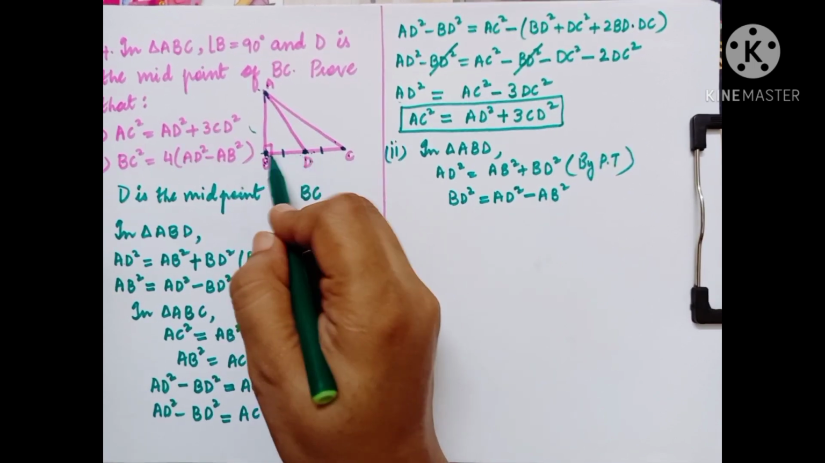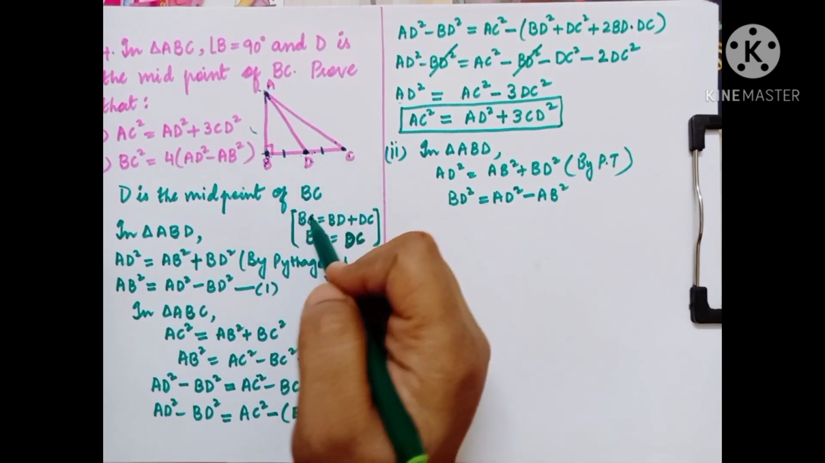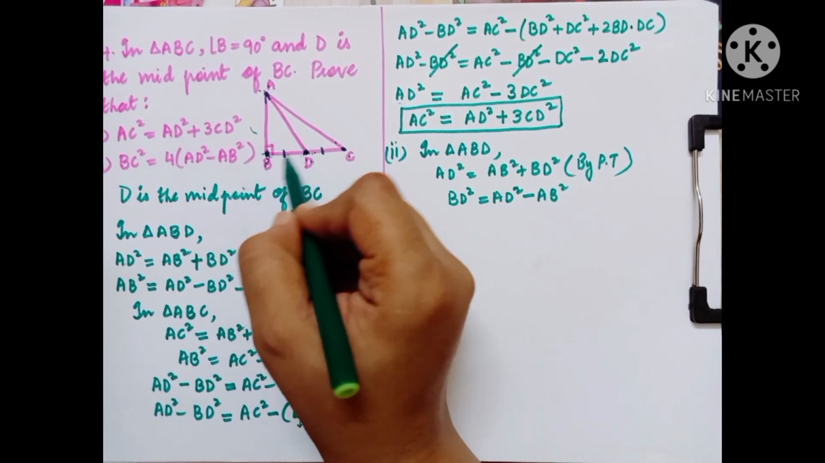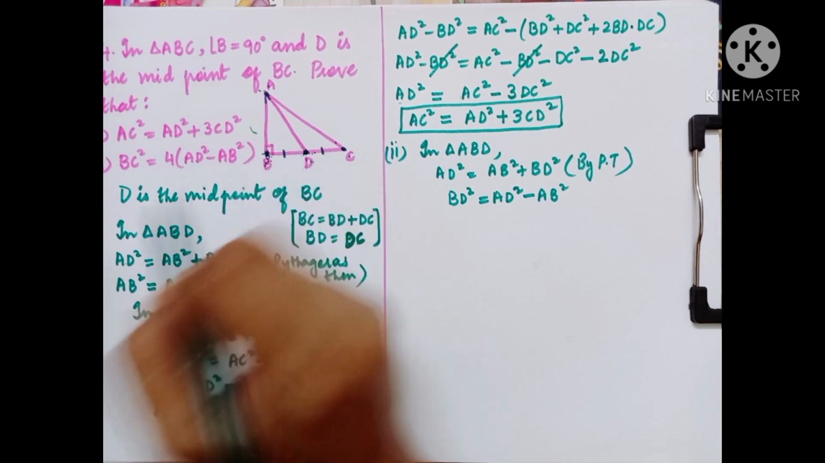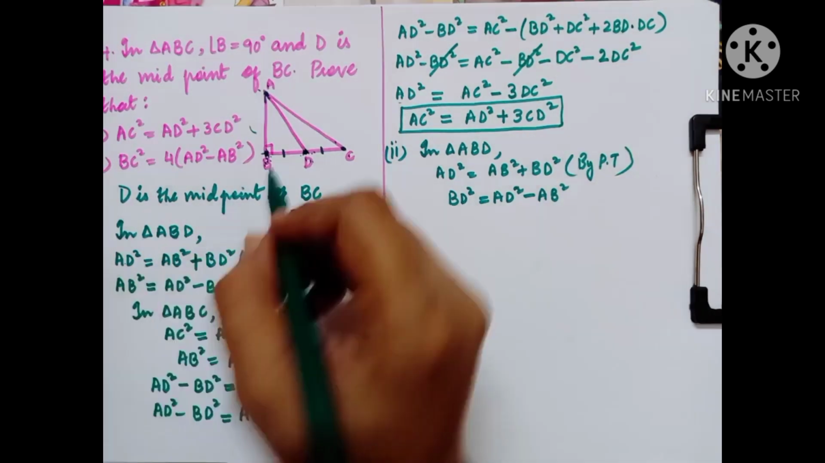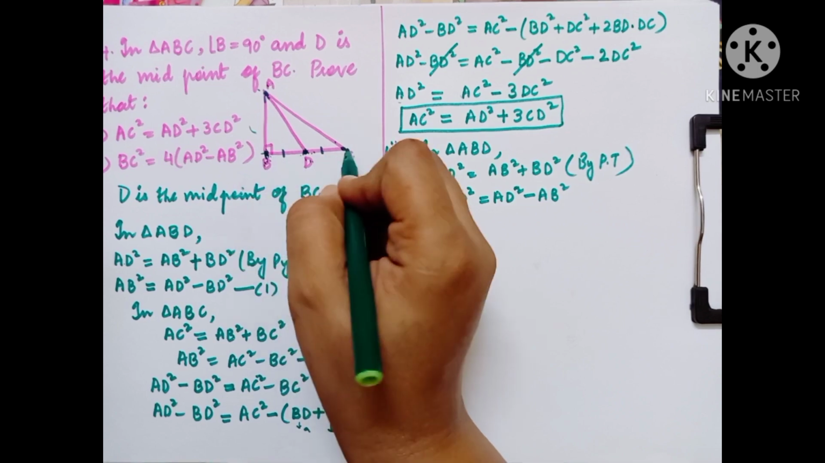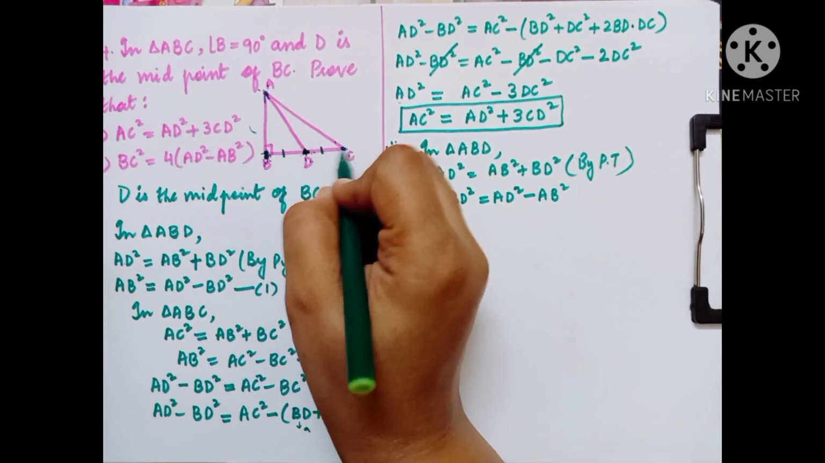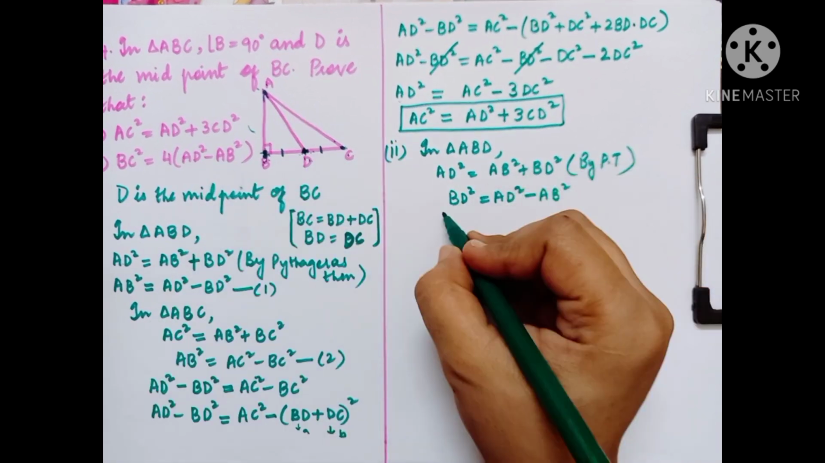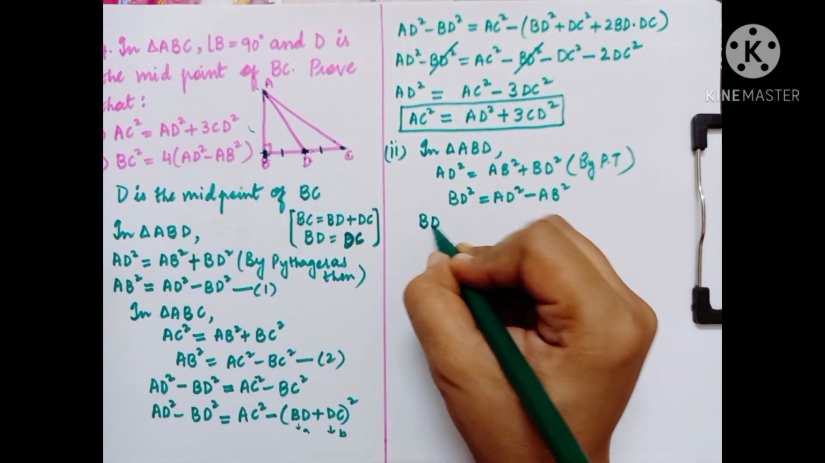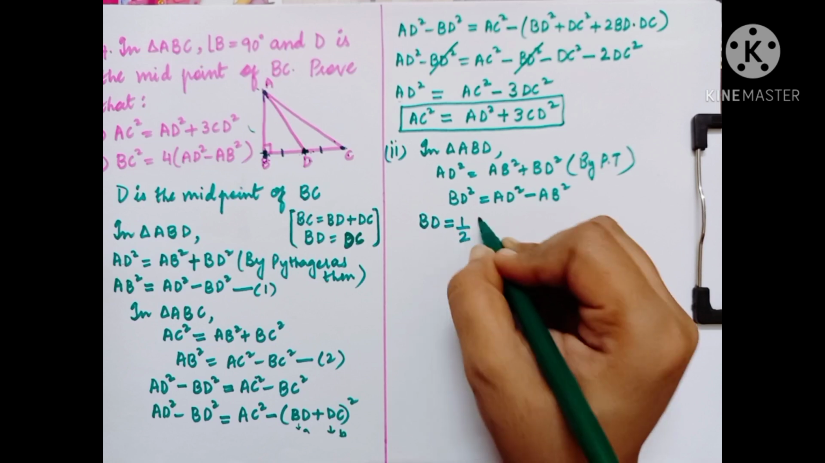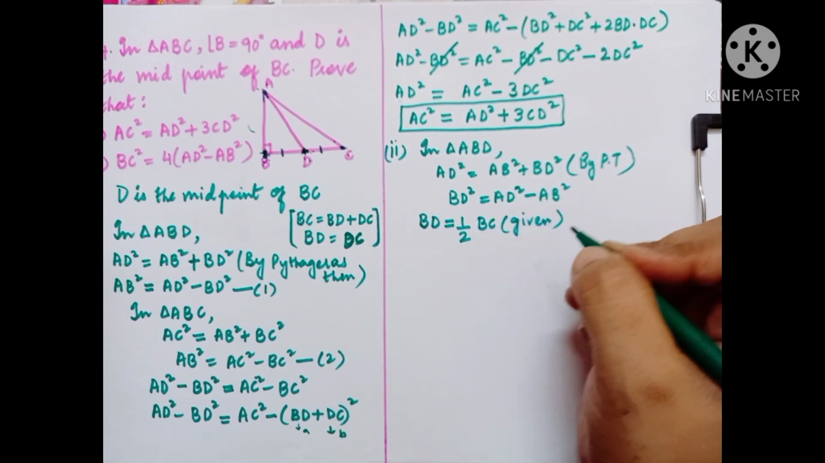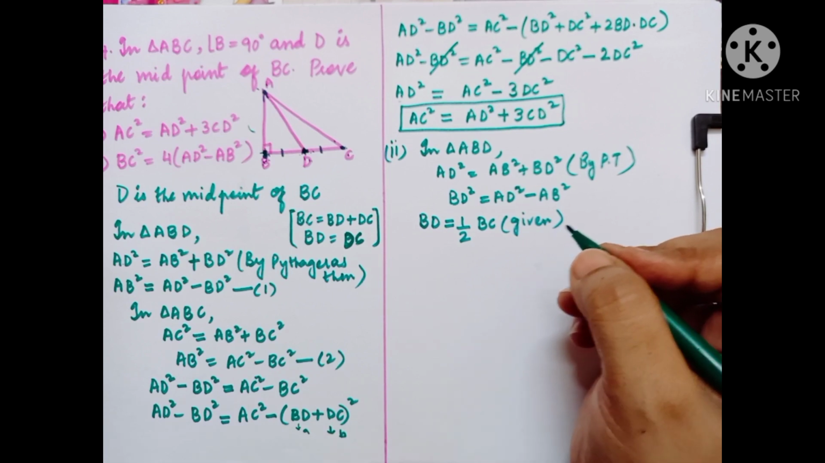BD is equal to DC also, and this full BC equals BD plus DC. But what is this part? This BD is nothing but half of this full part. This part BD is nothing but half of BC, right? So that condition also we have, BD equals half of BC. It is given, it is mentioned in the figure only.